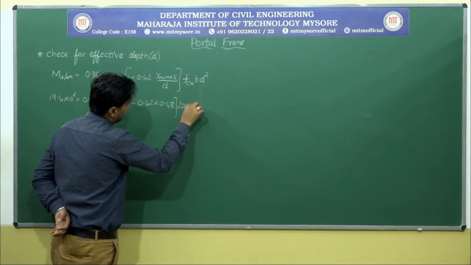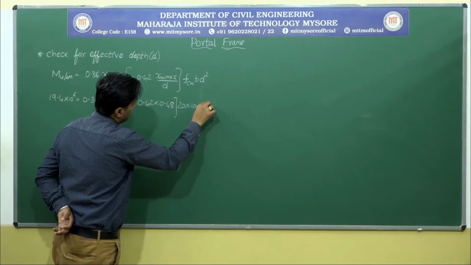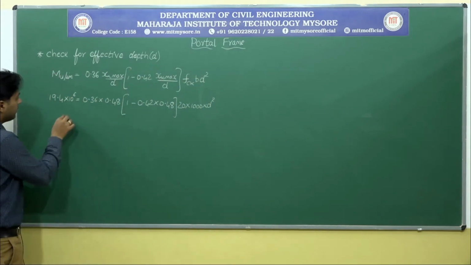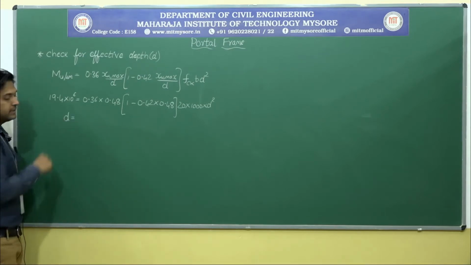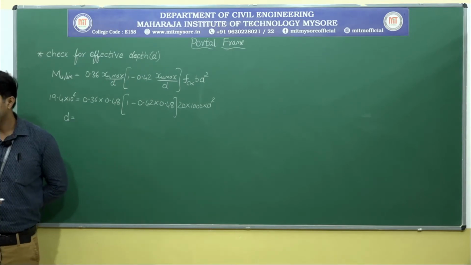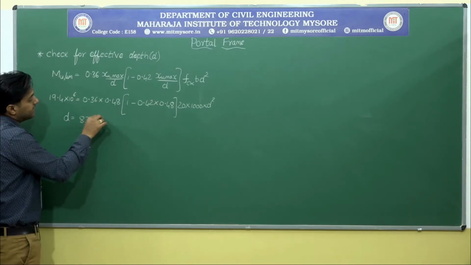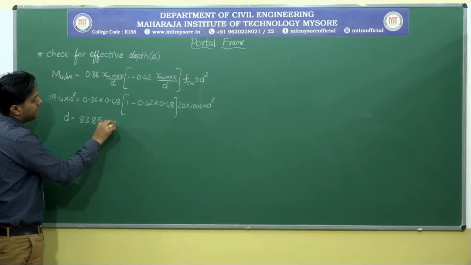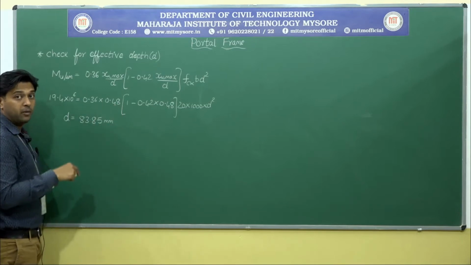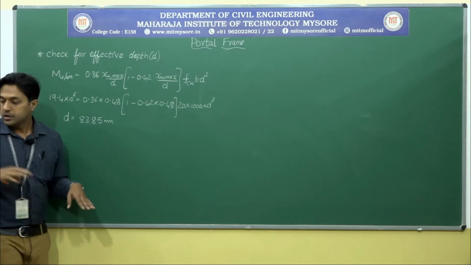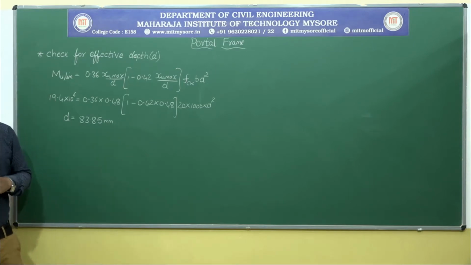As it is a slab, the breadth is 1000. I need to calculate the depth only. Okay. So now after solving it using the calculator, the value of d that we are getting here is 83.85 mm. Now let me check what is the effective depth that we have provided. So the effective depth that we have provided is 125 mm.